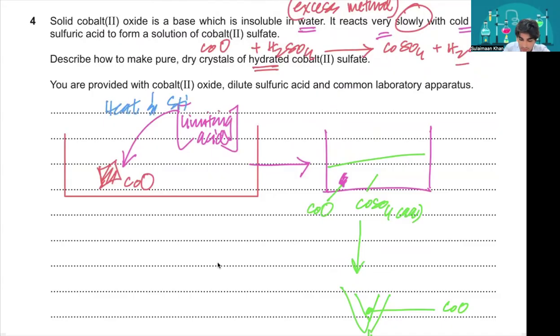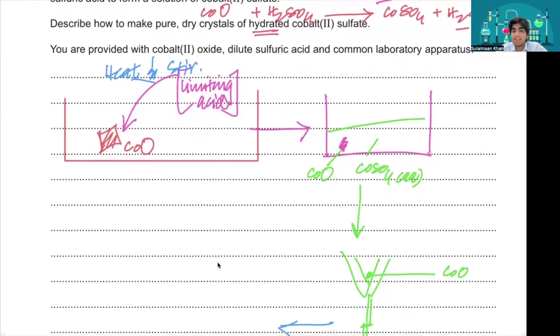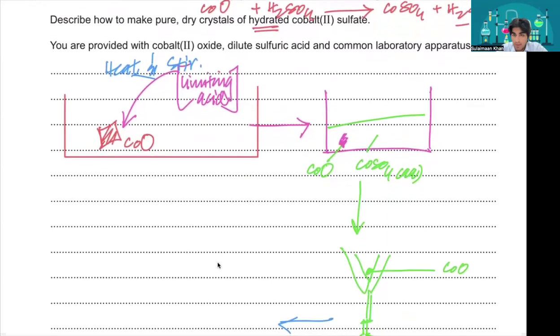Stir, heat cobalt oxide or heat the acid, whatever. So take heated acid. The acid is heated first. Okay. It's not solubility, it's the preparation of salts, Ozair.